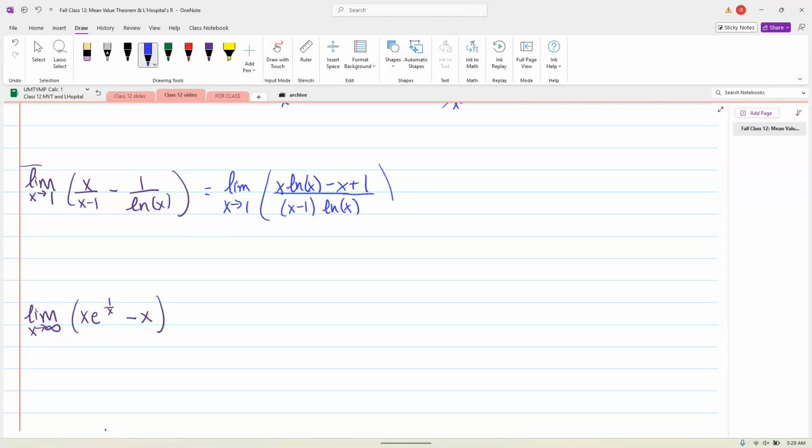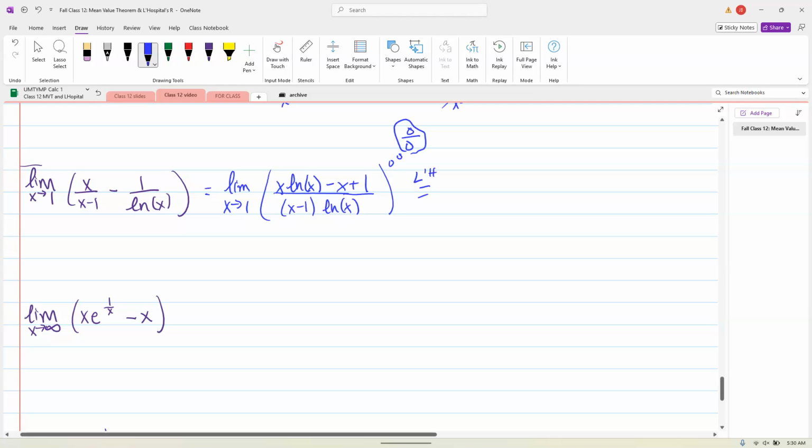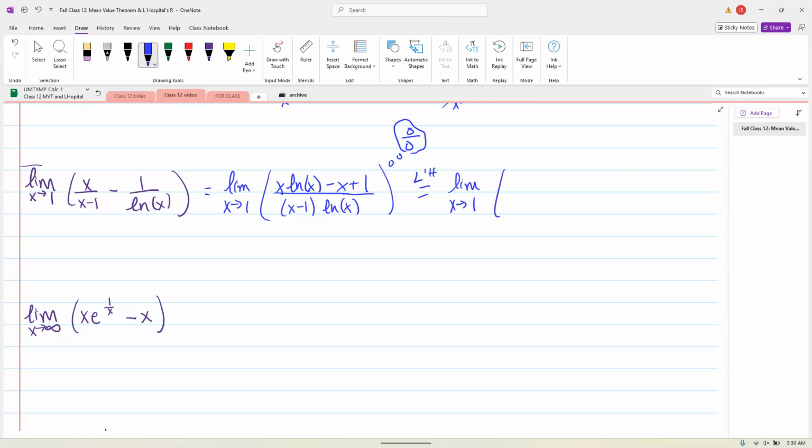Now if I look at this, substituting in 1, the numerator gives me 1 minus 1, which is 0, and the denominator would be 0. So not great. But now I have enough ammunition to do L'Hopital's rule. I calculated the derivatives in advance, and we end up with natural log of x in the numerator, and the denominator is x minus 1 over x plus ln x.